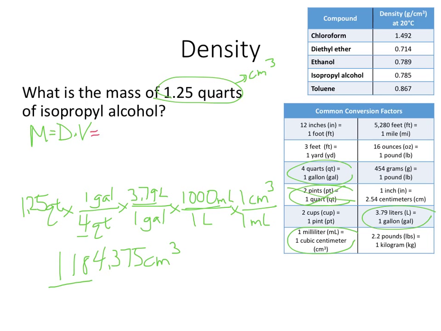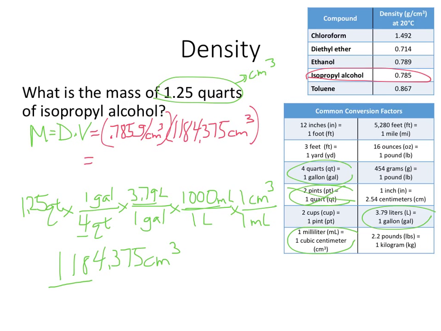So mass is density, and for isopropyl alcohol, again, it's 0.785 grams per centimeter cubed times 1184.375 centimeters cubed. It might be easier just to store that number in your calculator and just hit multiply by 0.785, and you end up with 929.734 grams. My smallest is 3 significant figures from both the density and the volume.